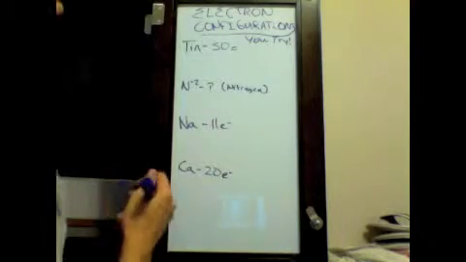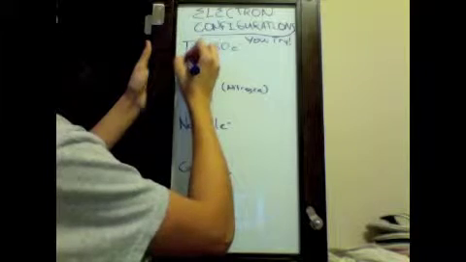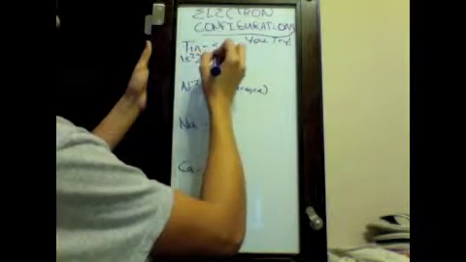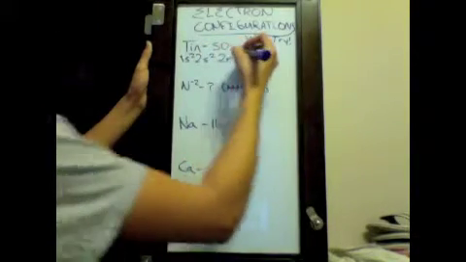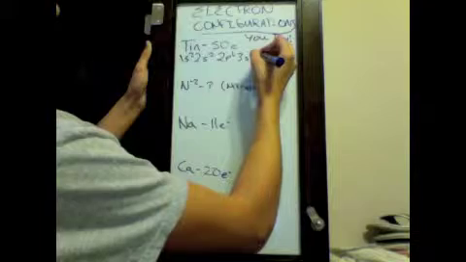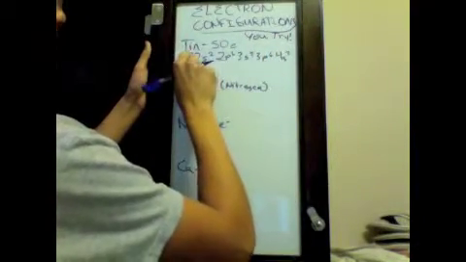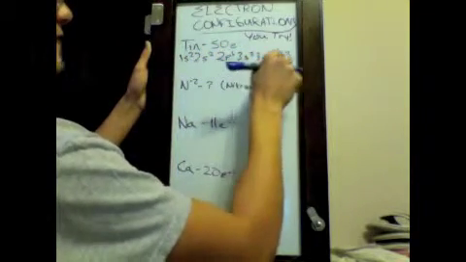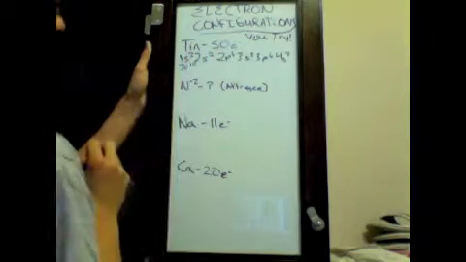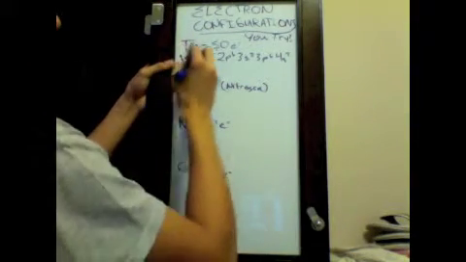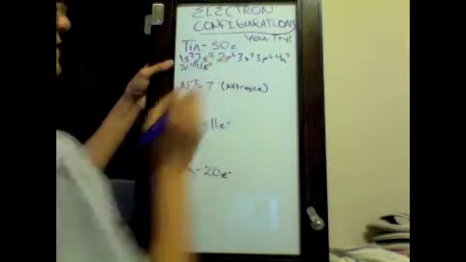Now, tin has 50 electrons, so we'll just write the electron configuration for 50. 1s2, 2s2, 2p6, 3s2, 3p6, 4s2, that's 2, 4, 10, 12, 18, 20. And we do 3d10, that's a total of 30. And then we do 4p6, it's 36.